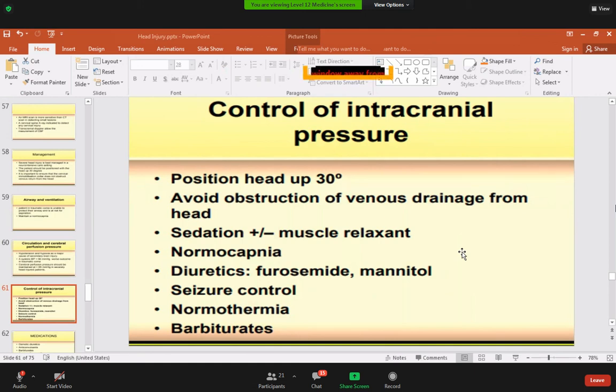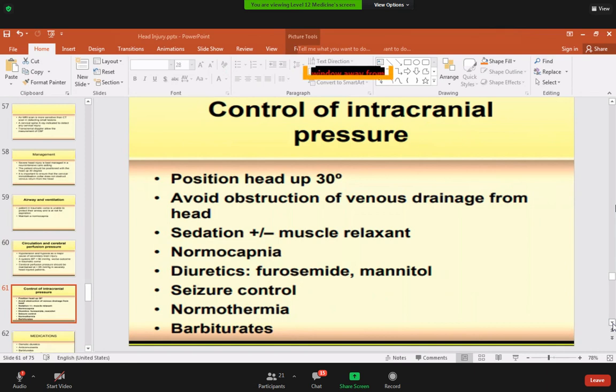So we have already discussed that you should keep the bed head end up to 30 degrees, and venous drainage should not be obstructed, taking care of the cervical spine that the patient may have in place. Then if the patient is having seizures, or some problem of motor control, give him sedation or muscle relaxant. His CO2 level should remain within limits; he should not be hyperventilated or underventilated.